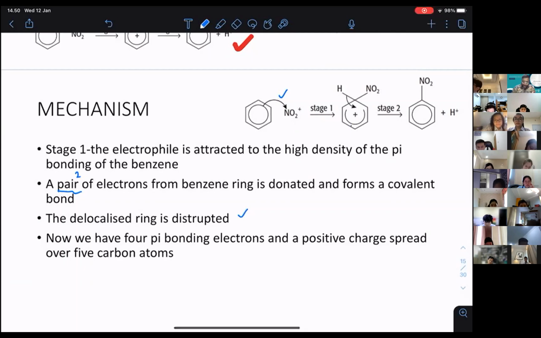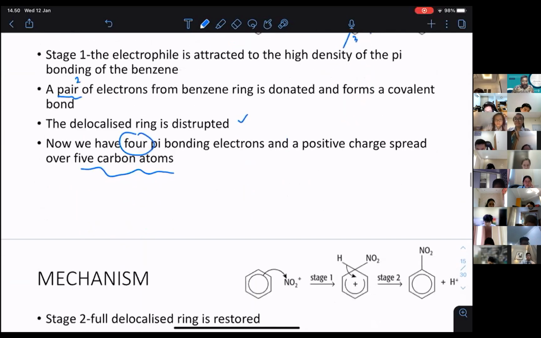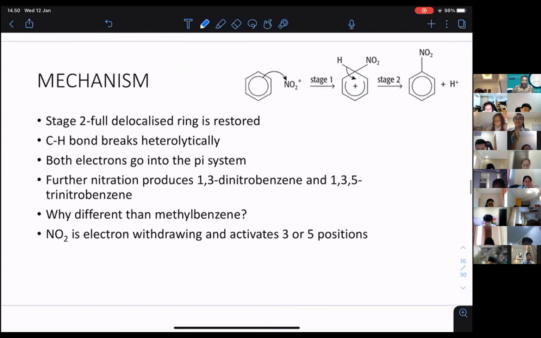So it means over here now, instead of 6 electrons, you are going to have only 4 pi bonding electrons, and the positive charge is spread over 5 carbon atoms: 1, 2, 3, 4, 5. That's why you have something like this. Then the second stage is that you are going to restore the delocalized ring.